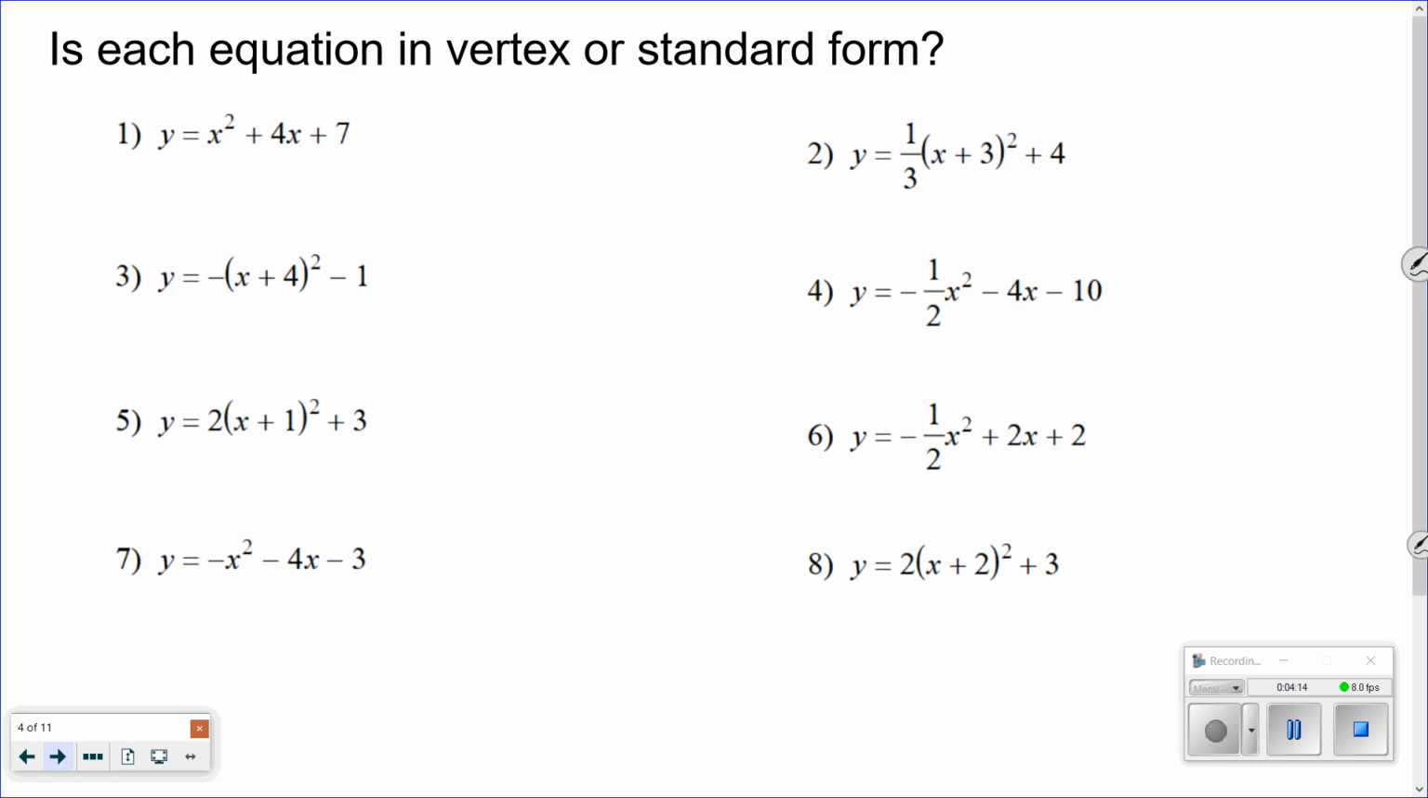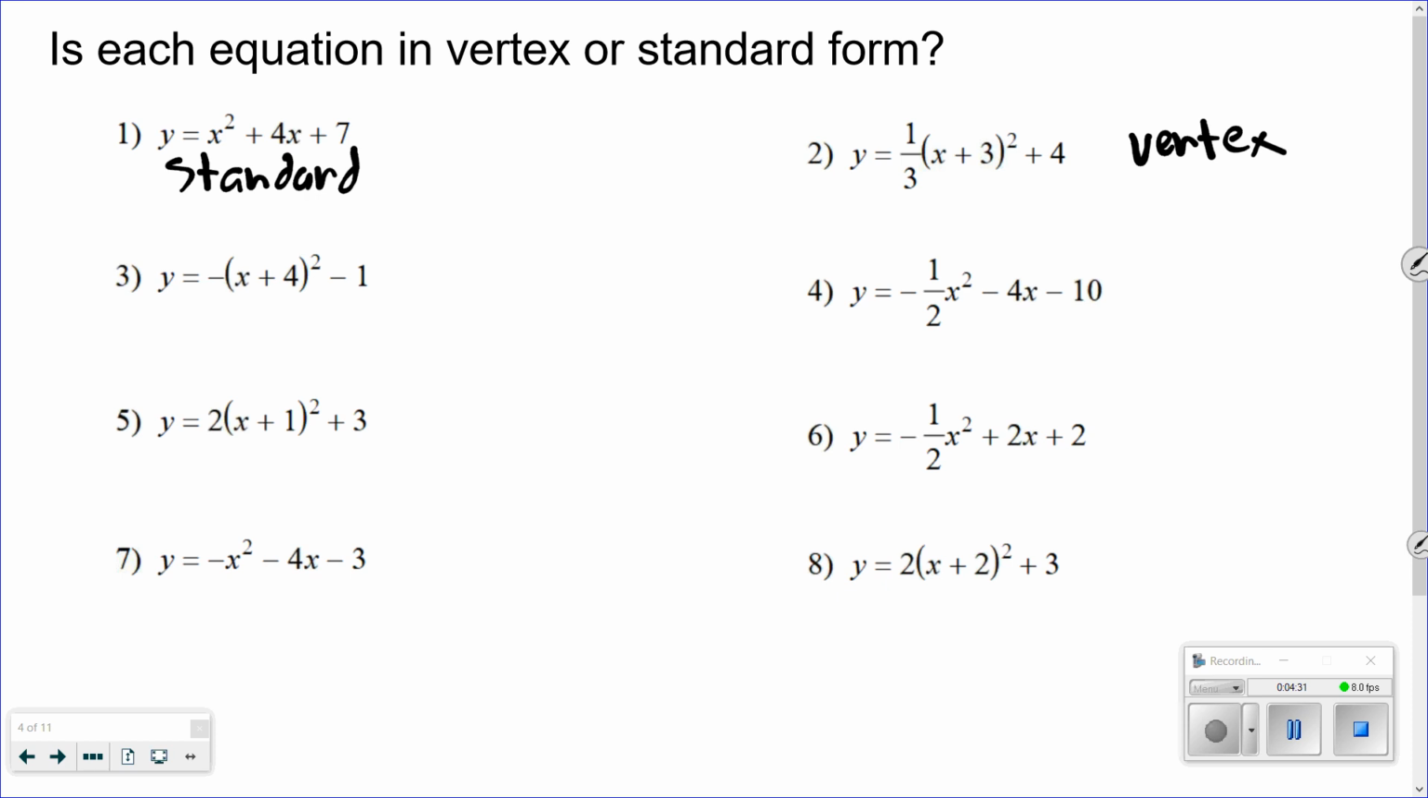Okay, so if you look through, this first one is in standard form. That's all we're doing on this one. We're not finding the vertex. We're not graphing it. We're just saying, is it standard form or vertex form? Okay, this one's got the x plus 3 in parentheses. This one is vertex form.